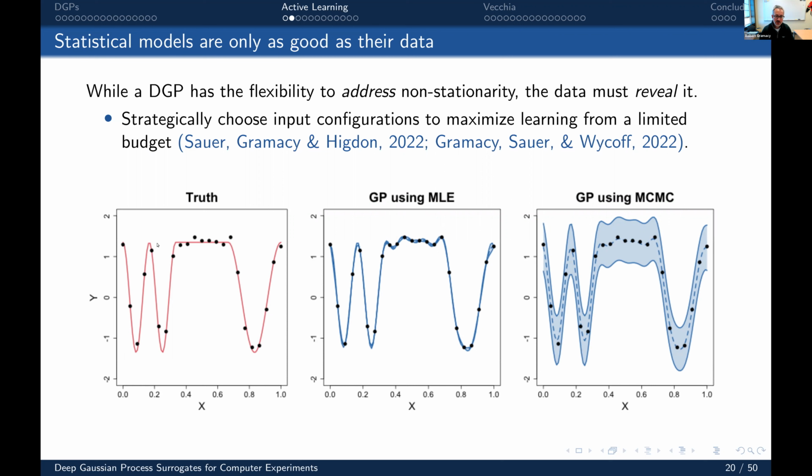So here's the truth. Here's a fit to the truth with an ordinary Gaussian process where the hyperparameters were fit with maximum likelihood. And here's another Gaussian process fit where the hyperparameters were integrated out with Markov chain Monte Carlo. In the true region, we can see that it's flat in part of the input space and that it's wiggly in other parts of the input space. So it's non-stationary, but our data here, we can look in the middle one, doesn't really reveal that non-stationarity.